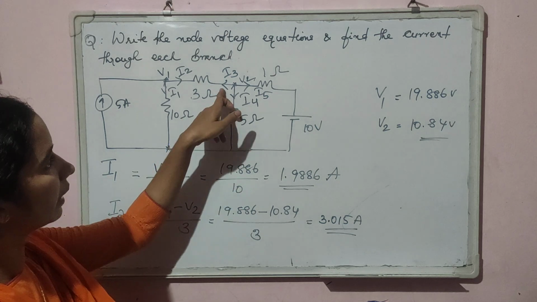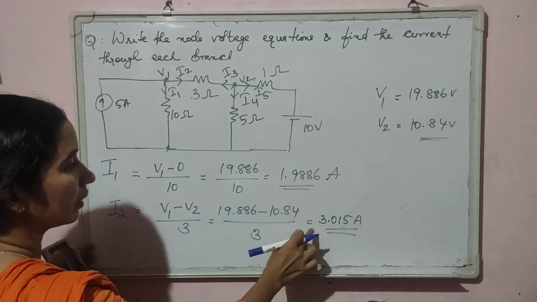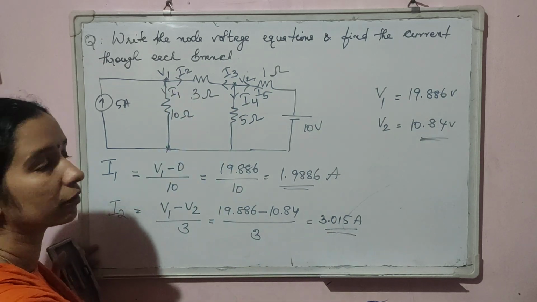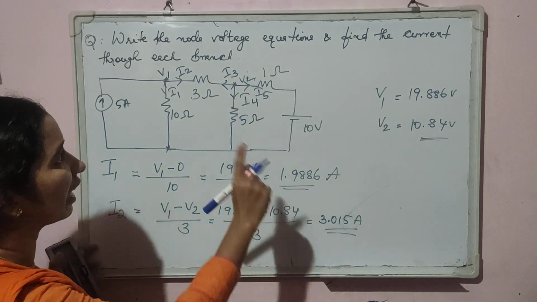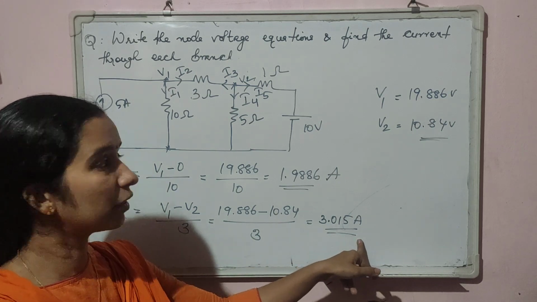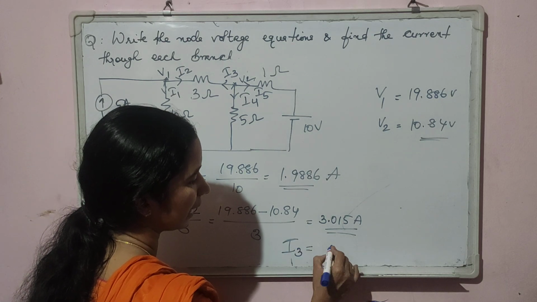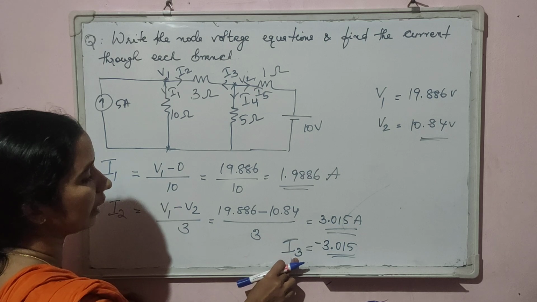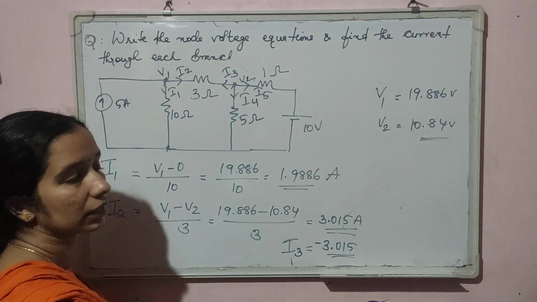Now we have to calculate I3, I4 and I5. If I2 is 3.015, I3 will be minus 3.015, because I2 and I3 are the currents flowing through the same branch, and we have marked those currents in opposite directions. So if we got I2 as plus 3.015, I3 will be minus 3.015. So we can write I3 directly here as minus 3.015. That means I3 actually flows in the opposite direction, that is in the direction of I2. This is the correct direction for the current.